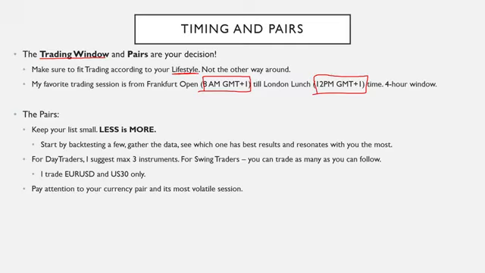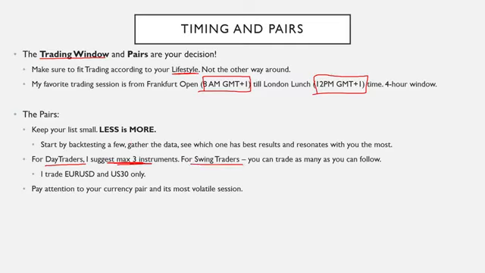For day traders, right? Traders that are sticking to the 15-minute and lower and going to the 1 minute as well, maximum 3 instruments. Listen to me on this one, right? You cannot manage more than 2 to 3 pairs if you're day trading on the 1 minute. You're going to have lots of losses and you're going to have lots of distractions, okay?